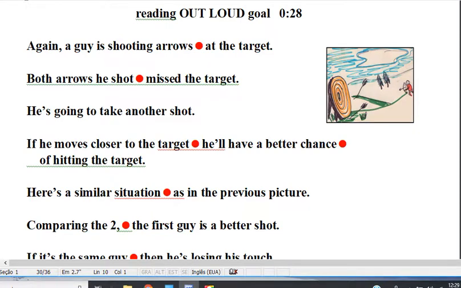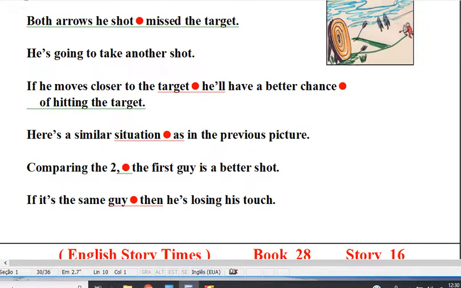Okay, reading out loud, goal. Again, a guy shooting arrows at the target. Both arrows he shot missed the target. He's going to take another shot. If he moves closer to the target, he'll have a better chance of hitting the target. Here's a similar situation as in the previous picture. Comparing the two, the first guy is a better shot. If it's the same guy, then he's losing his touch.